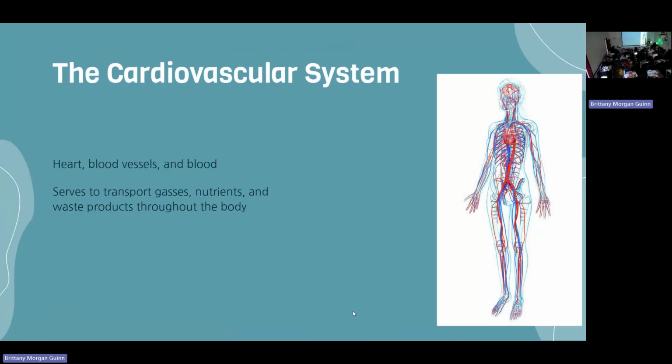It's very connected to the respiratory system, taking fresh oxygen and various nutrients from the heart around the body, exchanging oxygen for carbon dioxide and other waste products, and bringing it back to the right side of the heart.